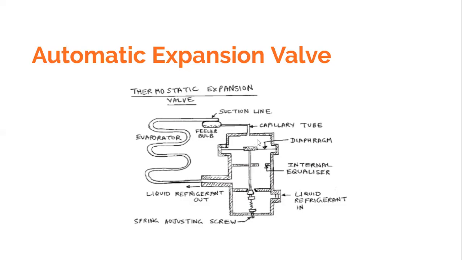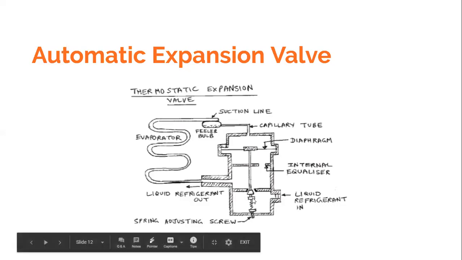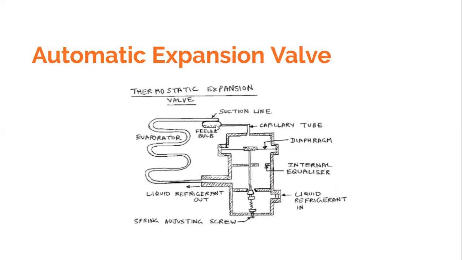So when there is an increase in the pressure on the diaphragm, this push rod will be pushed downwards. When this is pushed downwards, more refrigerant enters. When more refrigerant enters this evaporator, the degree of superheat is again maintained.